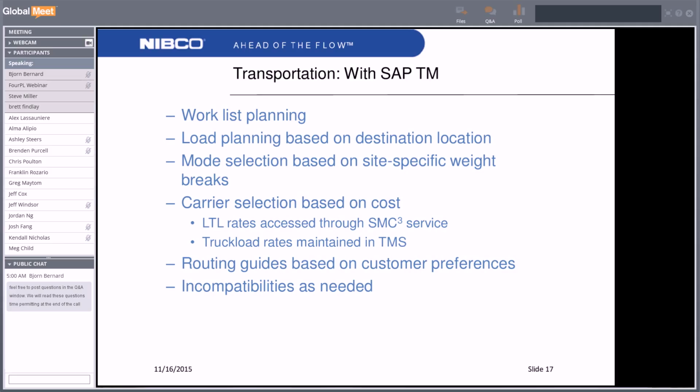For instance, the transportation service provider might issue a corporate contract that covers all of our facilities, but their coverage for one site is limited. So through incompatibilities, we're able to exclude the carrier from the carrier ranking list at the facility in question.